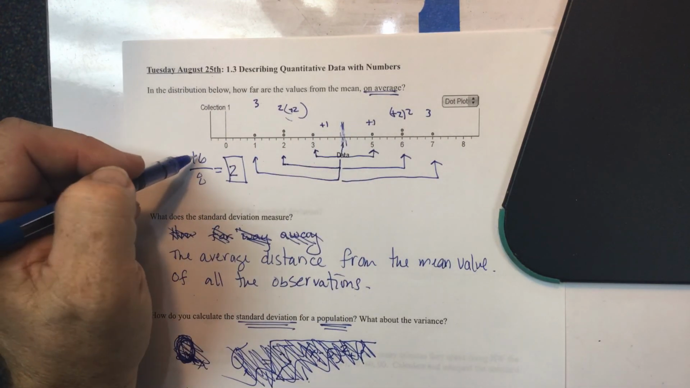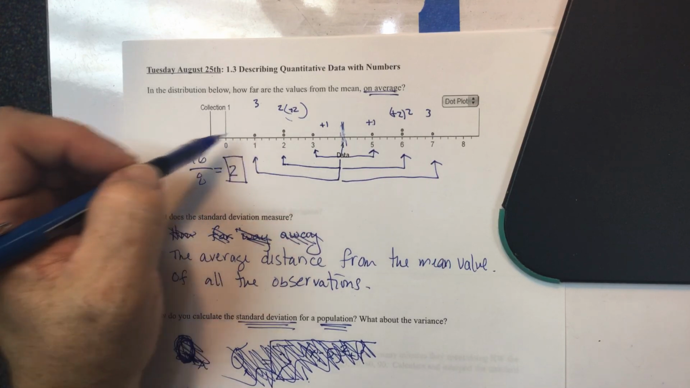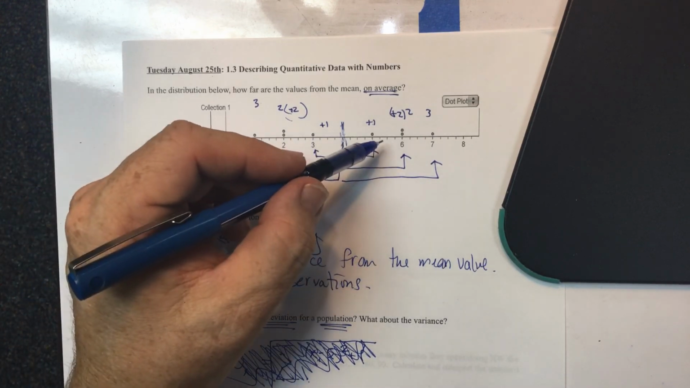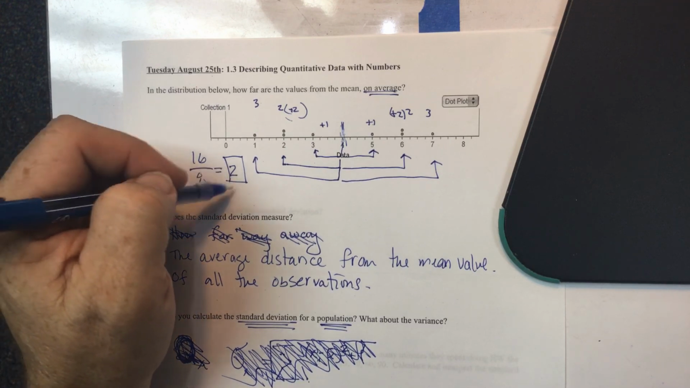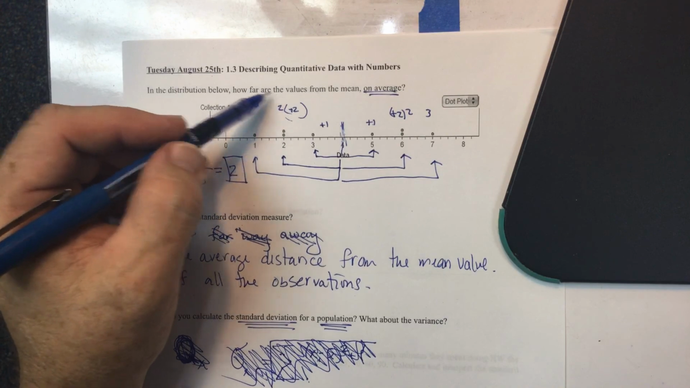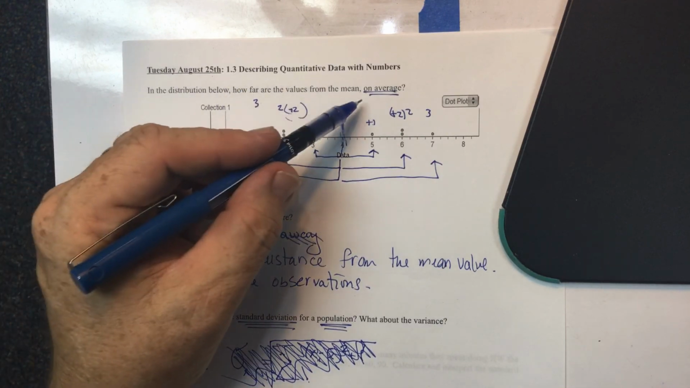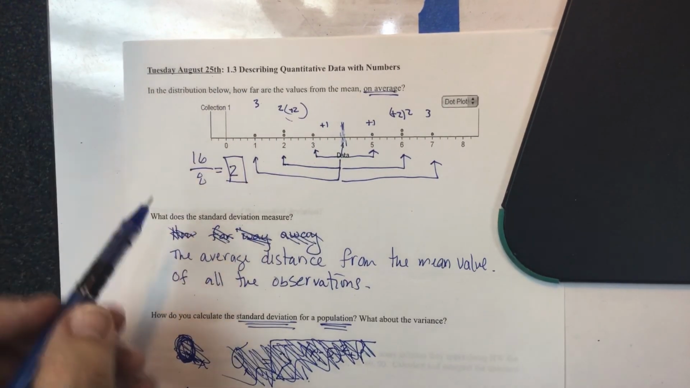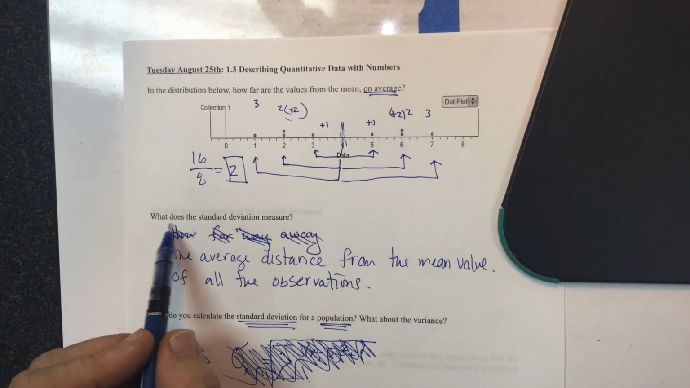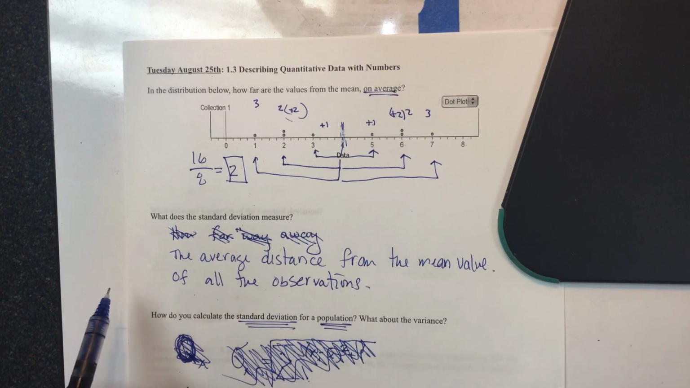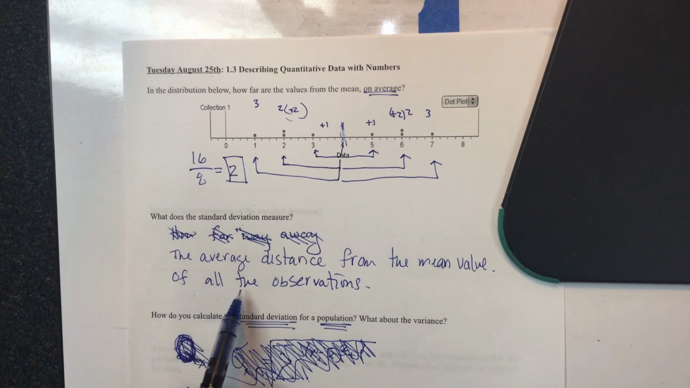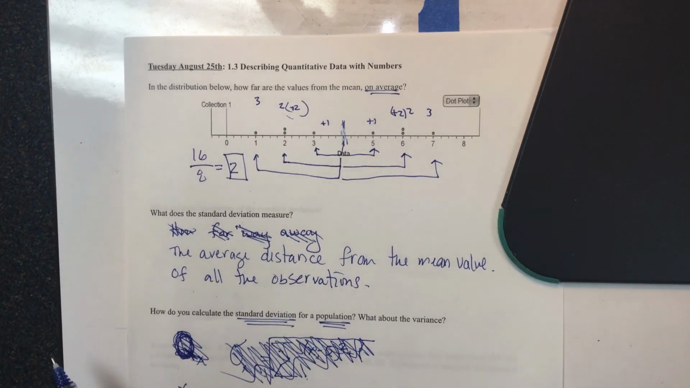This is 8 on this side, so 16 divided by a total of 8 data points is 2. So if I get a value of 2, they're 2 away from the mean on average. So that's really what the standard deviation measures. It's the average distance from the mean value for all the observations. So if we get a bunch of data points, we're just calculating the average distance from the mean value.